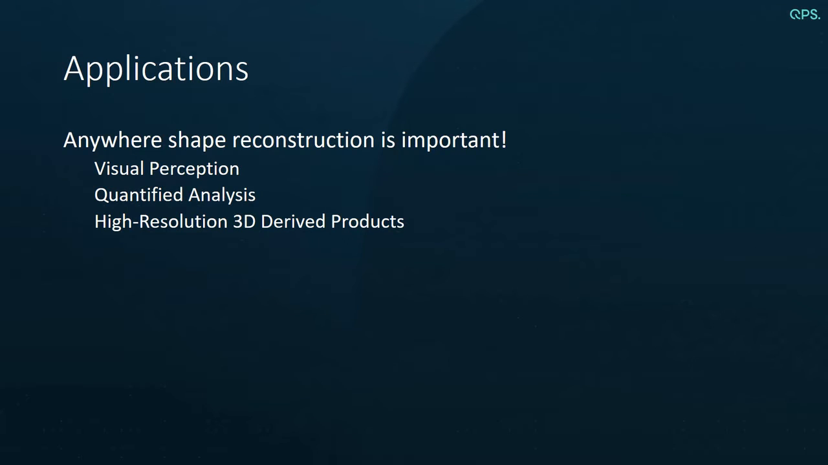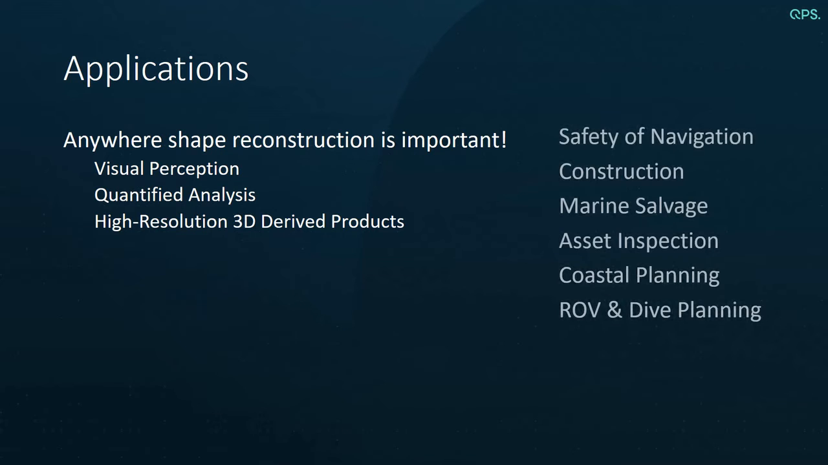In terms of applications, this technology is useful really anywhere that shape reconstruction is important. This provides benefits for visual perception, quantified analysis, and the output of high resolution derived products. This can apply to safety and navigation, where proper identification of features is important, but especially in areas such as marine construction, salvage, asset inspection, as well as coastal planning and ROV and dive planning. These are all applications where you want the most understandable and accurate representation of your data when making decisions and plans.